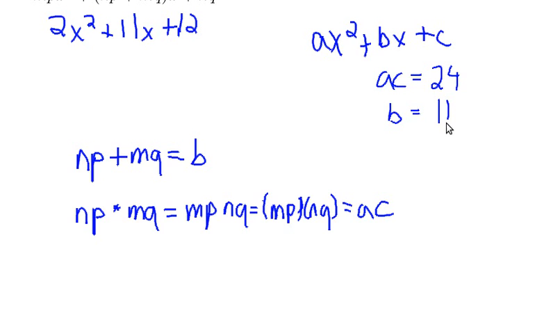So 8 and 3 look like they are np and mq. Add them together, and you'll get 11. So 8 plus 3 equals 11. Multiply them together, and you'll get 24, which is a times c. So now that we know what the two numbers are, we can factor by grouping.